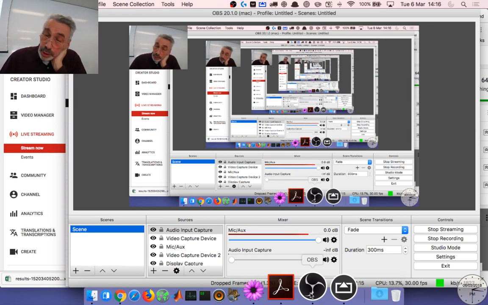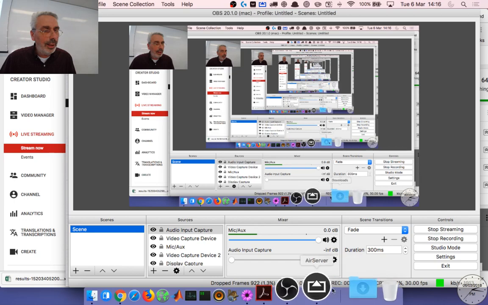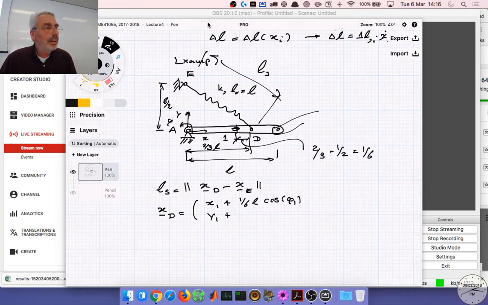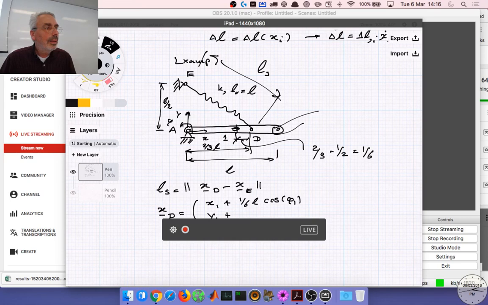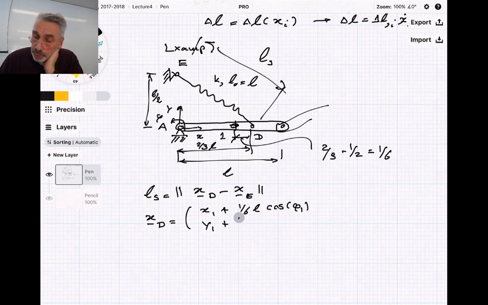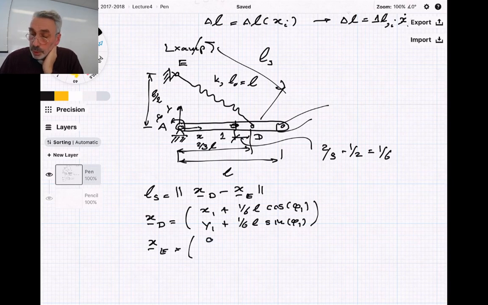Okay, so this is the horizontal position, and the vertical position is y1, of course. Let's enlarge it. So this was the horizontal position of point D, and then the vertical position is the same, but with the sine of phi 1, right? And point E is actually pretty simple here, because that's a fixed point, 0 coordinate, and the y coordinate is L/2.